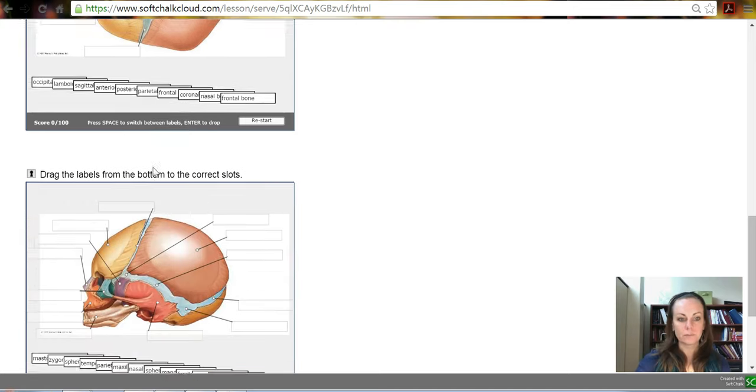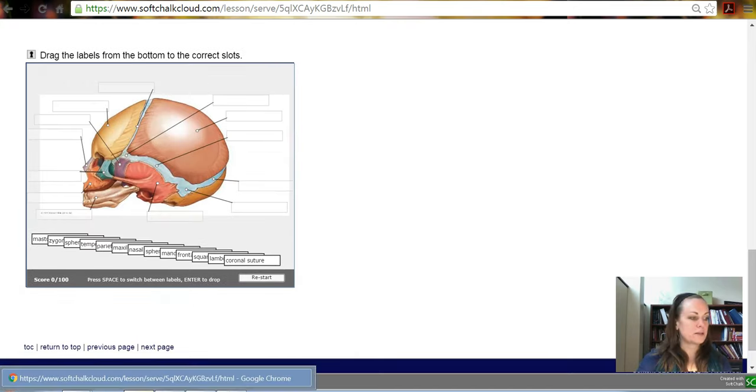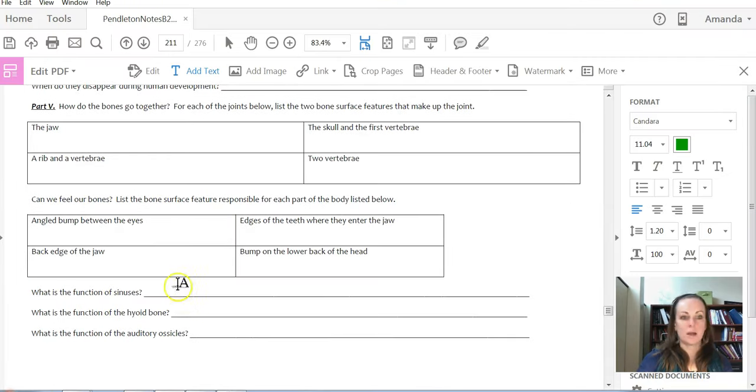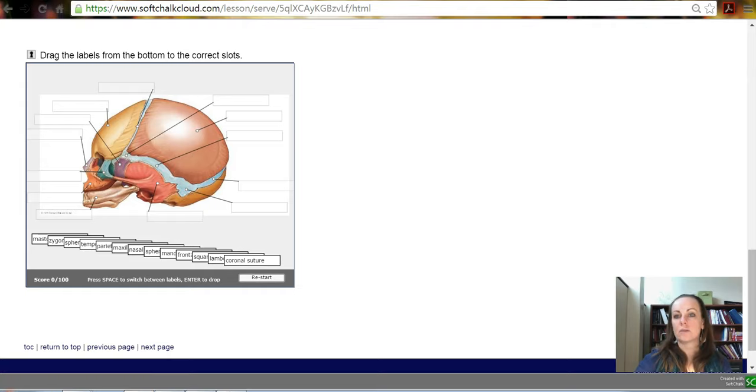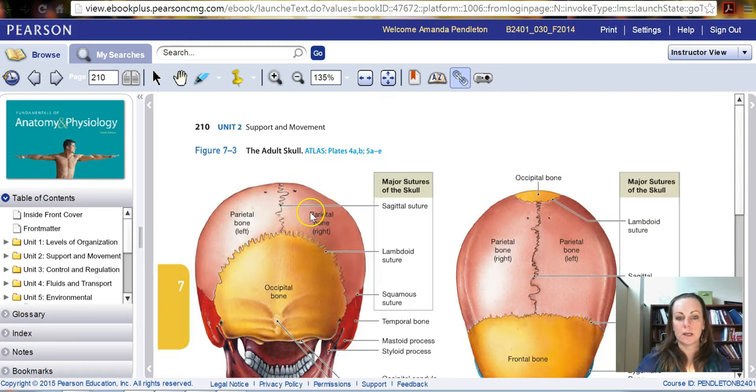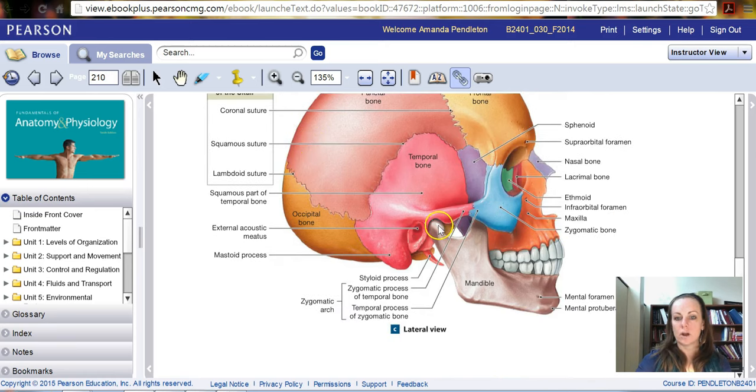Okay. One thing I'd like for you to go ahead and start thinking about is, how do the bones go together? This will help you. We'll do this even more extensively in the joint section. Okay. But start thinking about the jaw. What are the two bones that are connecting there? And you can actually see that really well if we look here on page 210. Okay, and here's the jaw right here.